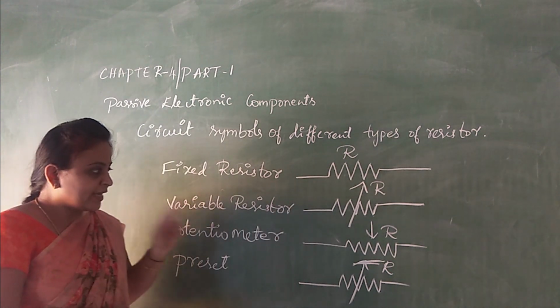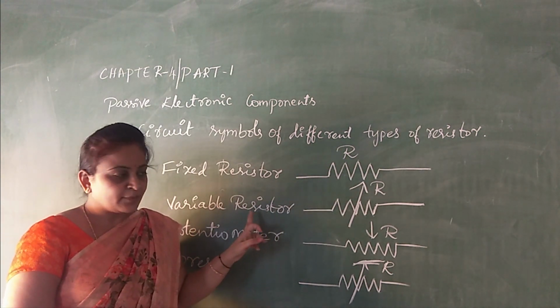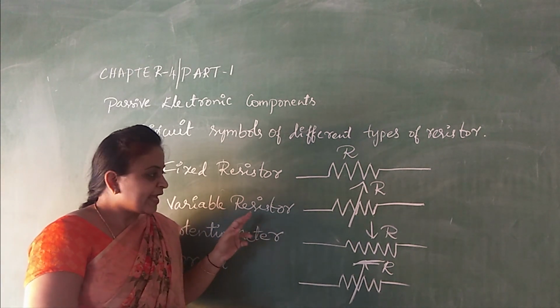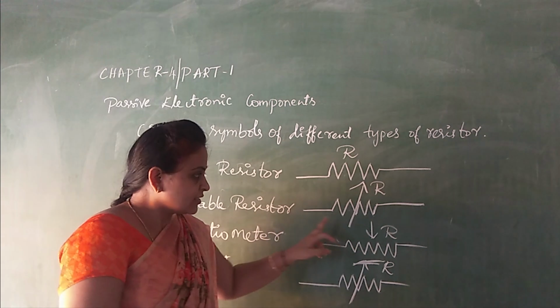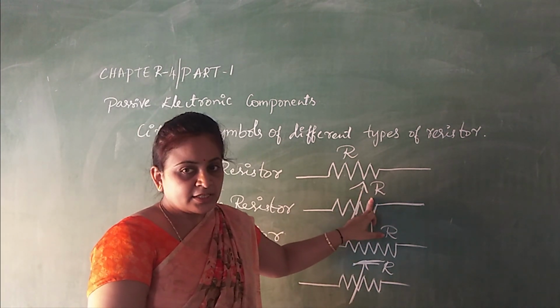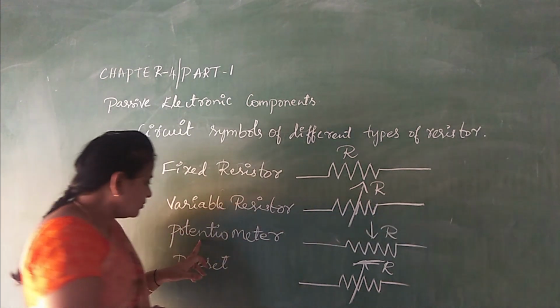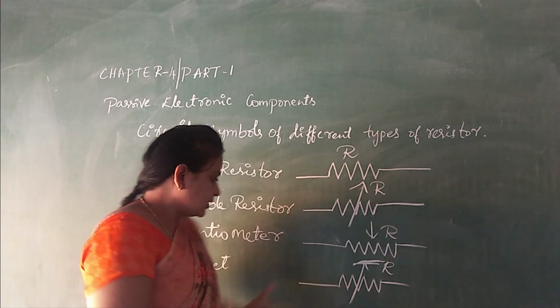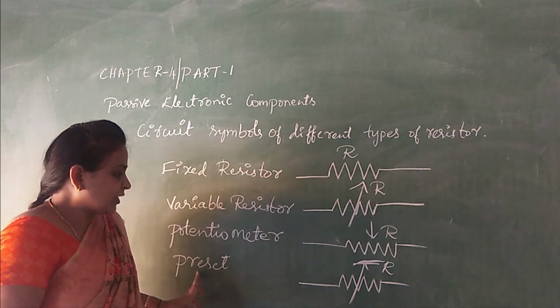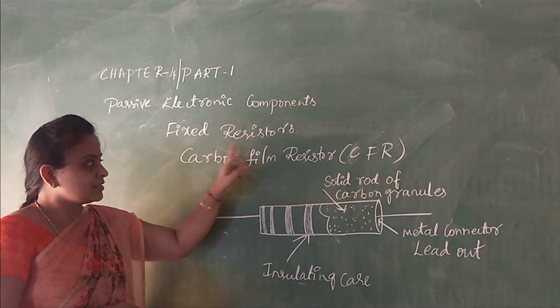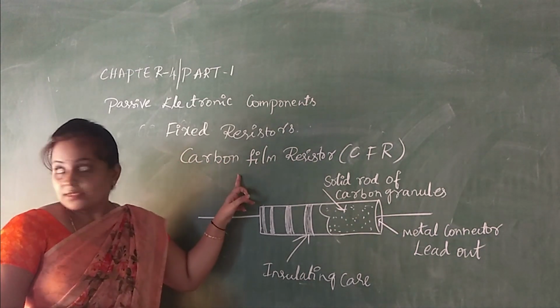Next we have variable resistor. Variable resistor means the value of the resistor is varied over a specified range. That means given range. This arrow mark indicates the variation in the resistor. Next we have potentiometer. So this is the potentiometer symbol. Next we have preset. Next we have fixed resistors. One by one types explanation.